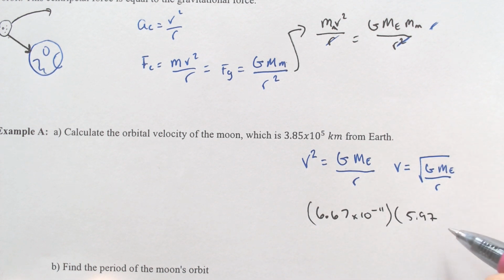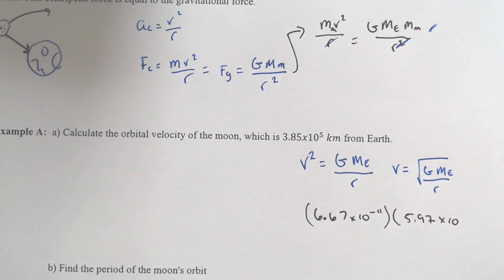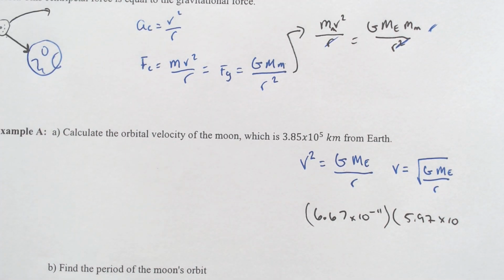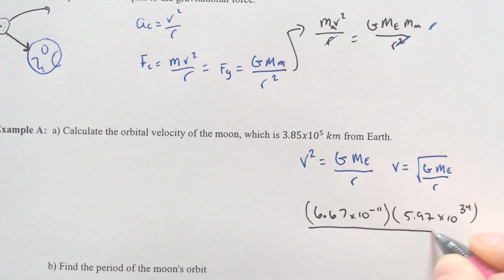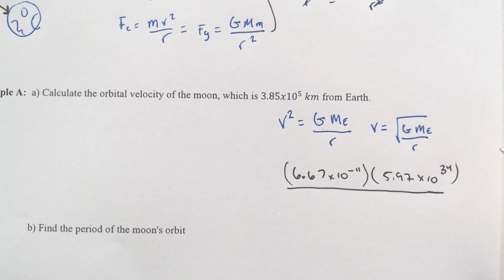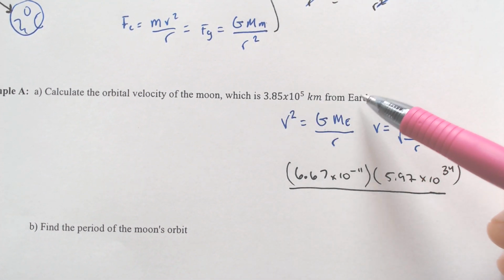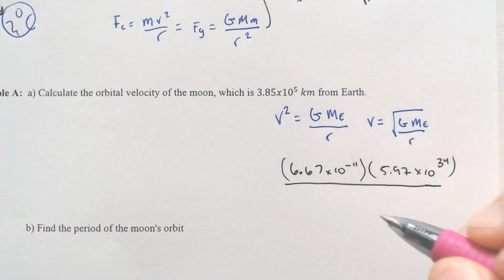5.97 times 10 to the, 10 to the, what is that, 34th, I believe? It's really big, and it's really blurry on my paper. Sorry. Divided by the distance between the moon and Earth, which is 3.85 times 10 to the 5th.